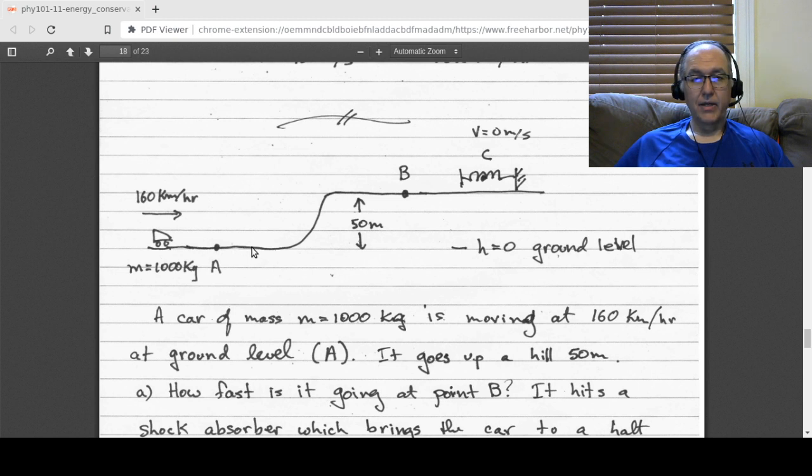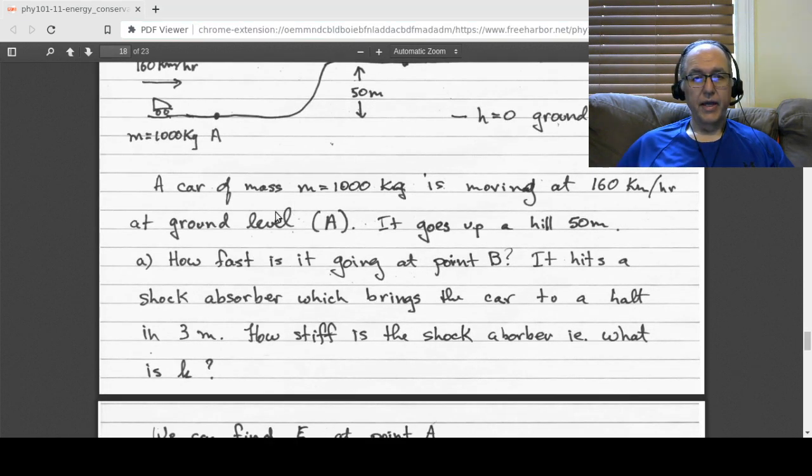I pass this point A, and then I encounter this hill and I go uphill 50 meters. So at point B now I'm at 50 meters above ground level. You know already what's going to happen. Some of the kinetic energy is going to become potential, so the velocity at B is going to be slower, as you expect. But then I've got this really interesting situation where my car slams into this spring here. This is a heavy duty spring, and as the car compresses it, pushing up against the spring, it's eventually going to bring the car to a halt. So there's the situation.